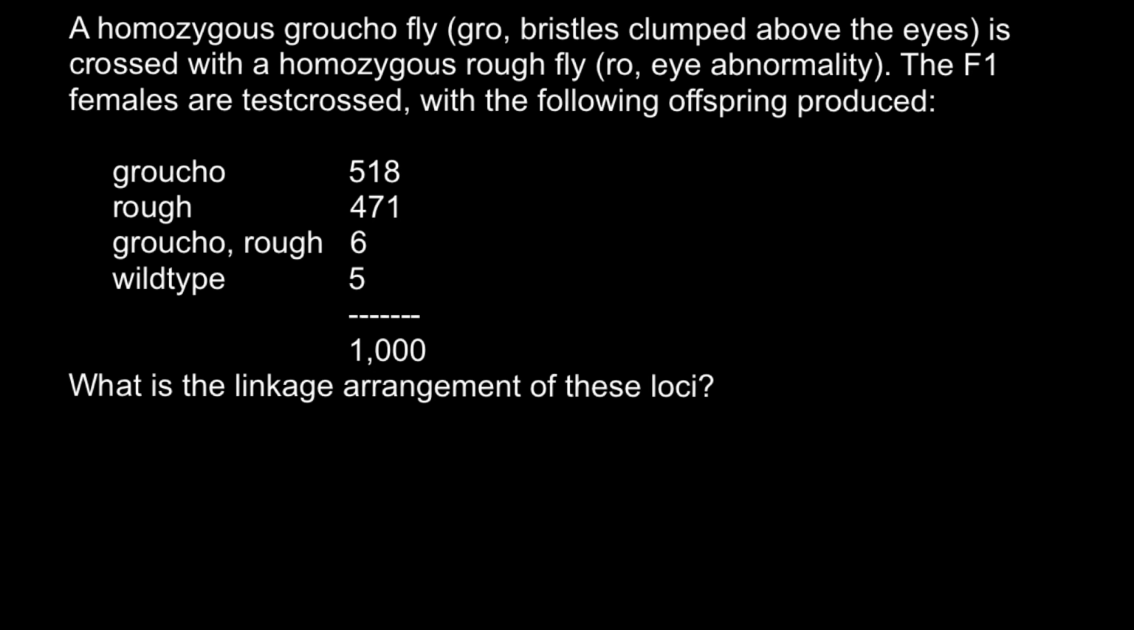Hi, in this video I'm going to explain how to find distance between two loci, and here is a problem. A homozygous Grucho fly is crossed with homozygous Rab fly. The F1 females are test crossed with the following offspring produced, and here is a table with results, and the question is what is the linkage arrangement of these loci.